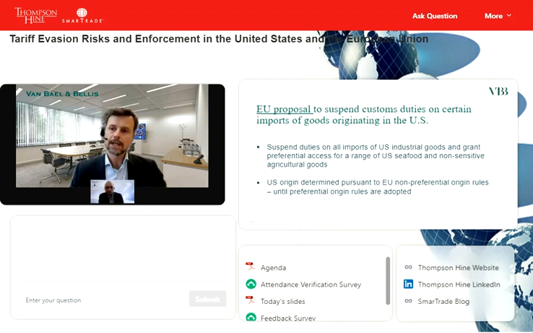But this is only until the moment there is a set of preferential rules agreed between the EU and the US. So you should watch that space, because there will be a negotiation between the EU and the US to determine the rules of origin that will ultimately apply to these goods benefiting from this suspension.